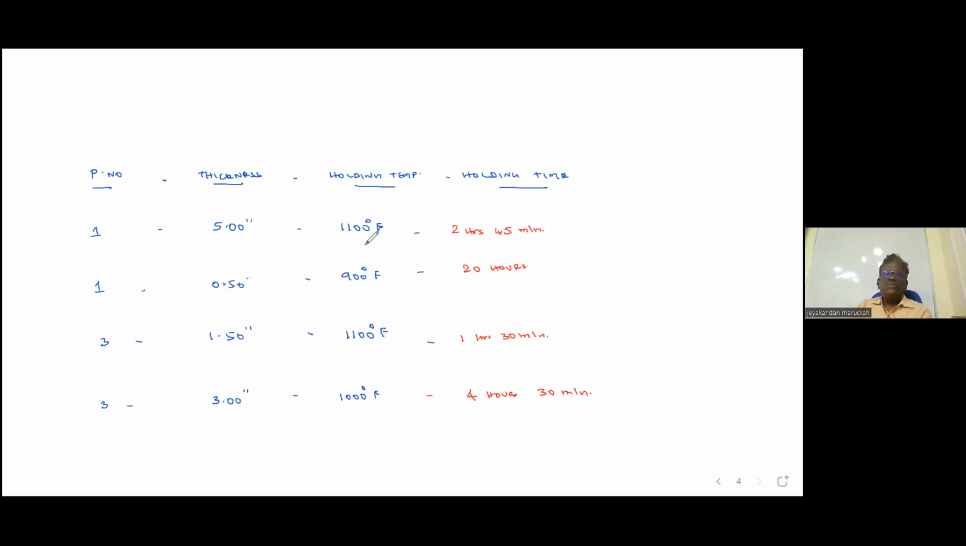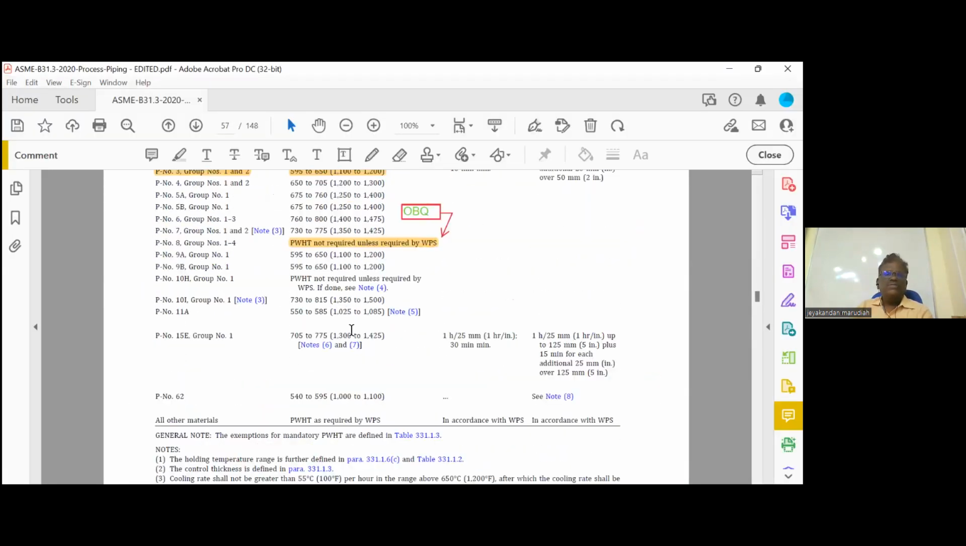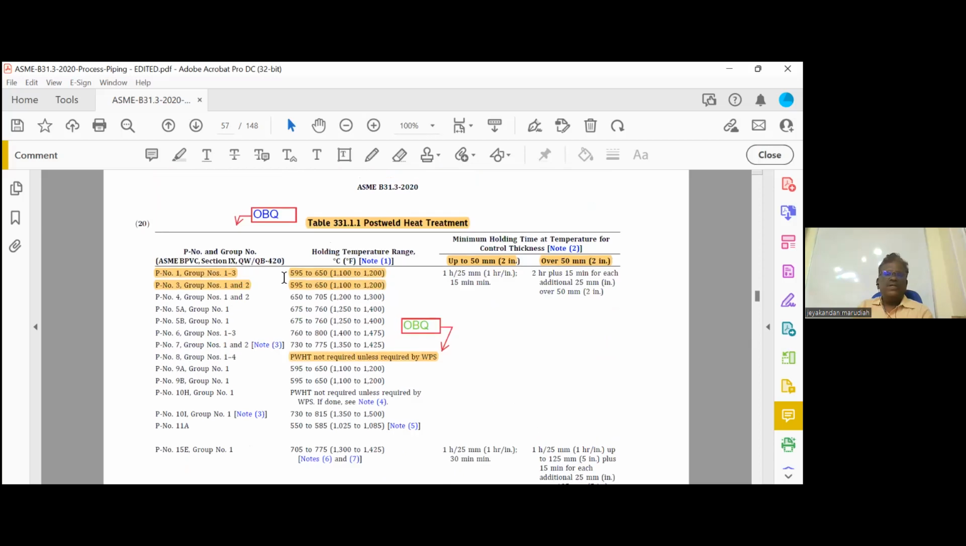So first one, 1100 degree Fahrenheit, P number 1. So we have to refer this table. Okay, this table. So 1100, what is the thickness? 5 inch. What is the rule over 2 inch? 2 hours for 2 inch plus 15 minutes for each additional inch over 2 inch. So extra we have 3 inch, total 5 inch. So 3 inch, 15 minutes each, means 45 minutes. 2 hours plus 45, 2 hours 45 minutes.